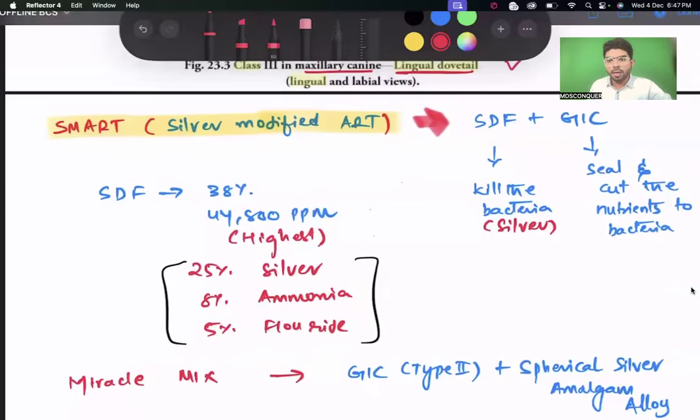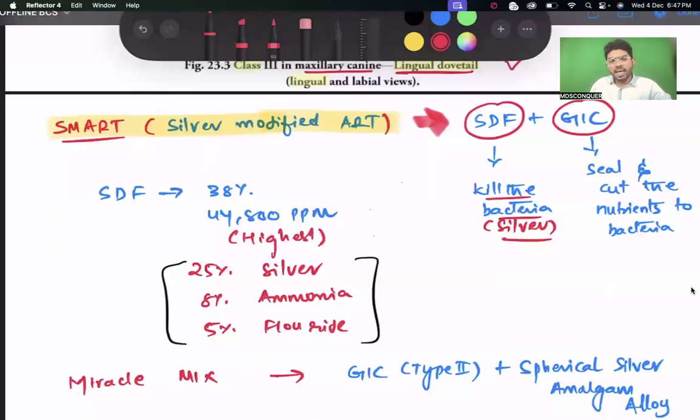Okay, next one, there is something called SMART. What is SMART? SMART is silver modified atraumatic restorative technique. In SMART, we use a combination of SDF and GIC. SDF, S stands for silver. Most of us are familiar with SDF. What is the property of silver? Silver has an antibacterial property. It is going to kill the bacteria.